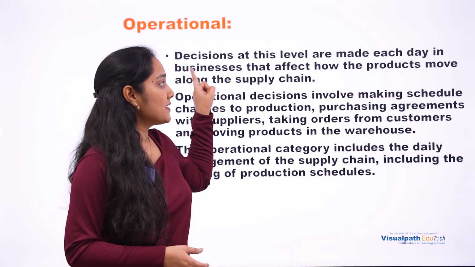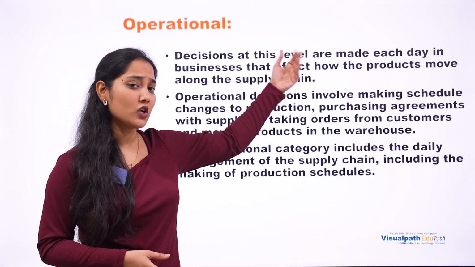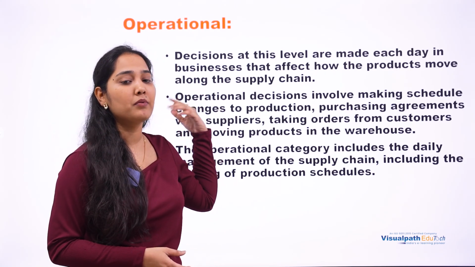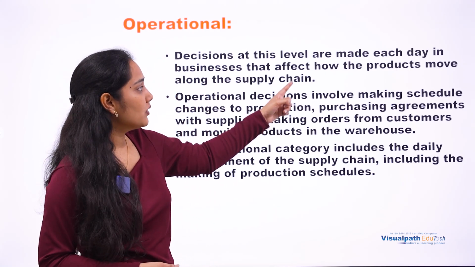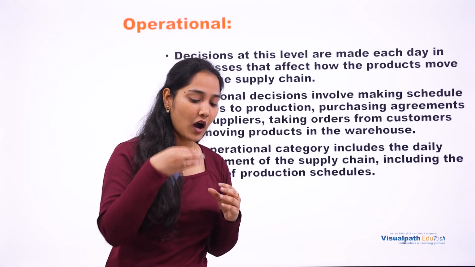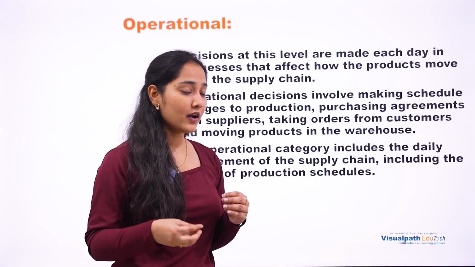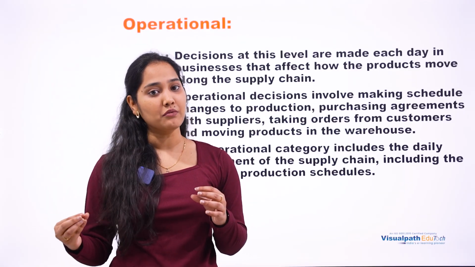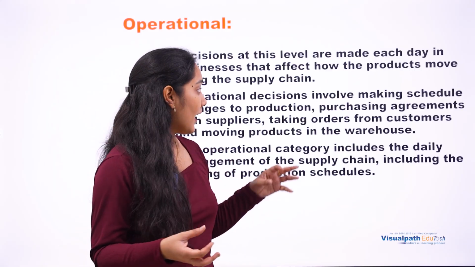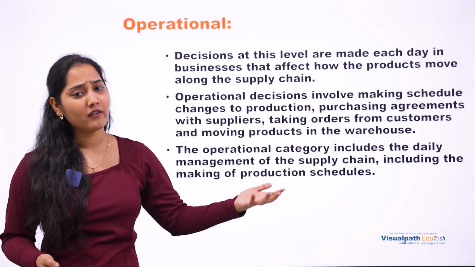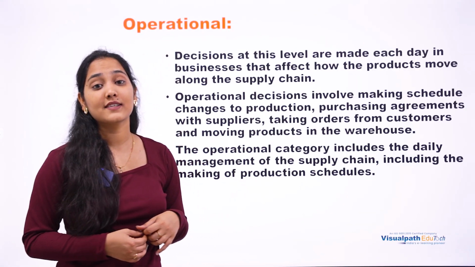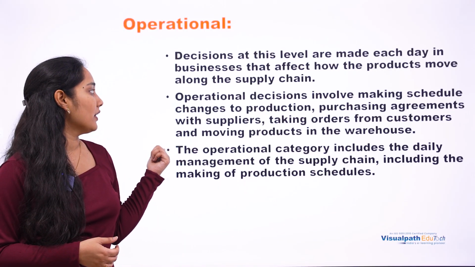It involves business. Why are we making these decisions each day? It can happen each day because of the business and the upbringing of the business, and how the products move along the supply chain. That's what we are talking about, how it moves along the supply chain, and how it is reaching the end user, and how the end user's satisfaction matters, and how we can make it better on a day-to-day basis.